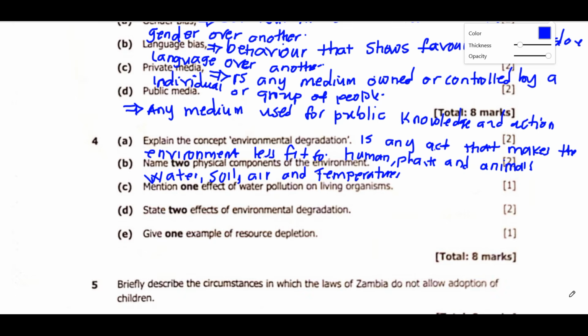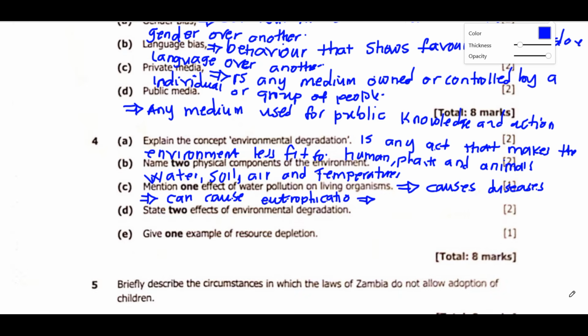Question C, mention 1 effect of water pollution on living organisms. The first one, we can say it causes diseases. When a human being drinks polluted water, he or she may develop a disease. Apart from diseases, it can also cause eutrophication. Eutrophication is whereby there are too many nutrients in water. Because of that, the algae outgrow the aquatic animals, the dissolved oxygen is depleted, and the aquatic animals die.